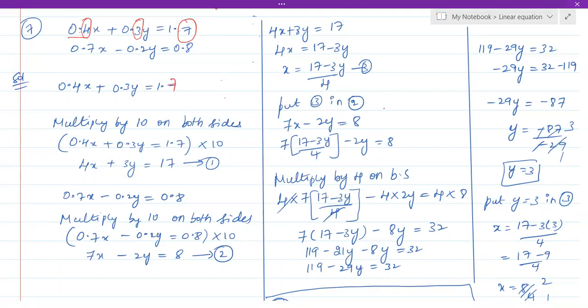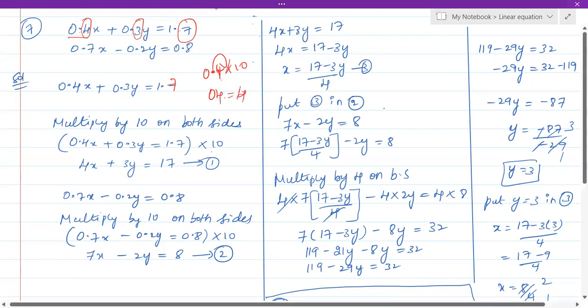Multiplying by 10 on both sides. So, I put the entire bracket, multiply by 10. So, 0.4 into 10. See, whenever you multiply by 10, use this logic that if you multiply by 10, you have to shift the point towards the right side. So 0.4 becomes 4.0. 4.0 is simply what? 4, isn't it? 0.4 can be written as 4.